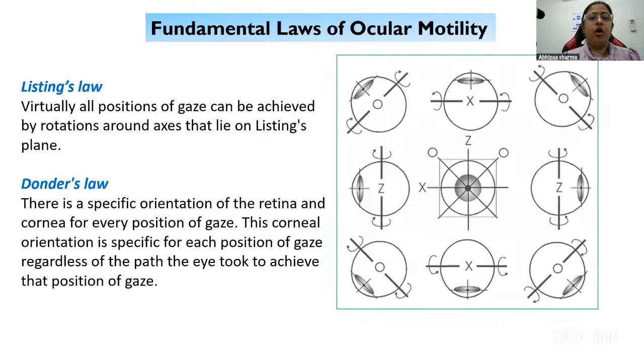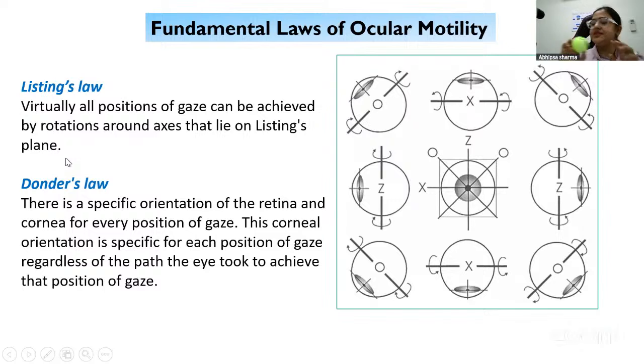So coming to laws of ocular motility. Initially in the lecture, I had explained about Listing's plane. Okay, so this is a plane, as you can see in this diagram. This is a plane which includes the x-axis and the z-axis, that is the horizontal and the vertical axis. And it passes through the center of rotation of the equator of the globe when the eye is in the primary position. So, according to Listing's law, all the positions of gaze can be achieved by rotations around the axes that lie on the Listing's plane.